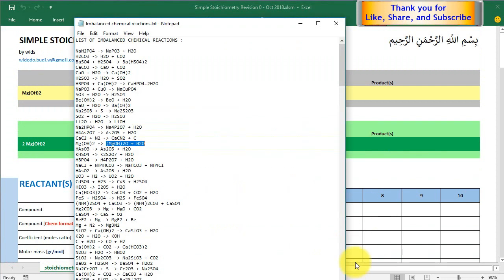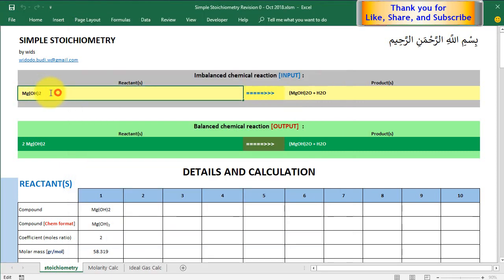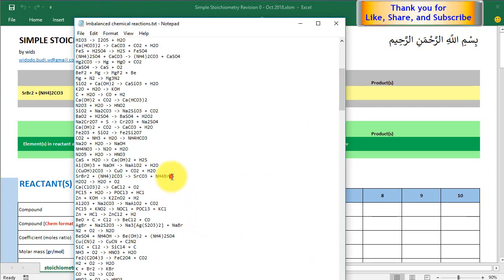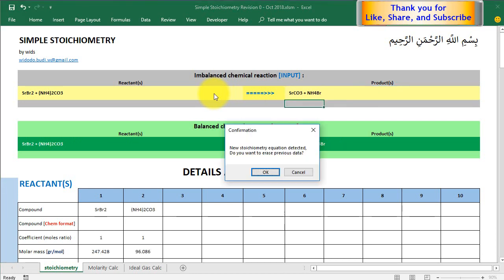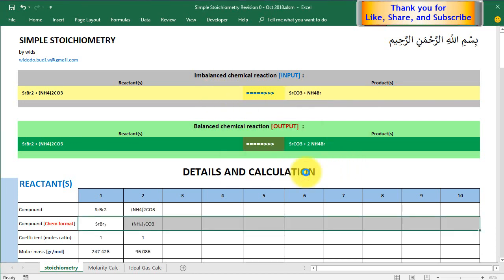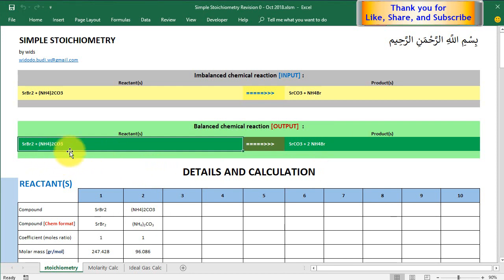Alright, try this sample. Okay, don't forget to hit enter. Yeah, we click cancel. This is faster than if we click OK. Alright, this is the balanced chemical reaction as an output.